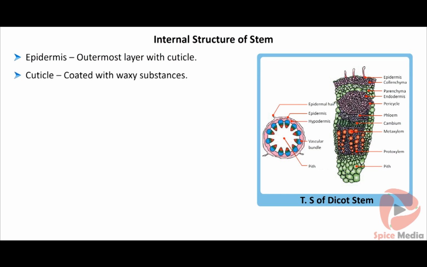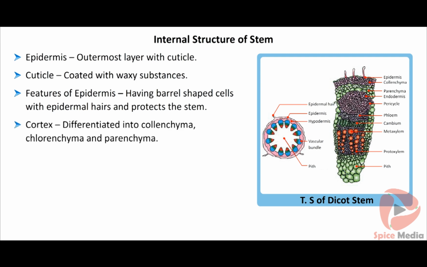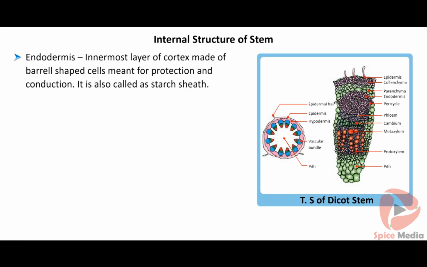The outermost layer of the stem is epidermis, which is covered by cuticle. Cuticle is often coated by waxy substances. Epidermis is made up of barrel-shaped cells which protect the stem and produce multicellular epidermal hairs. Cortex is the next layer and it is divided into three layers, namely collenchyma, chlorenchyma and parenchyma. Collenchyma consists of thick-walled cells which give mechanical support. Chlorenchyma consists of thin-walled cells filled with chlorophyll for photosynthesis. Parenchyma consists of thin-walled cells which help in storage and ventilation.